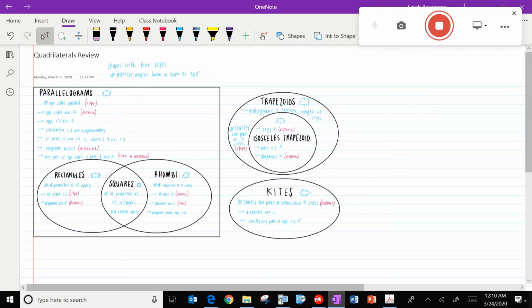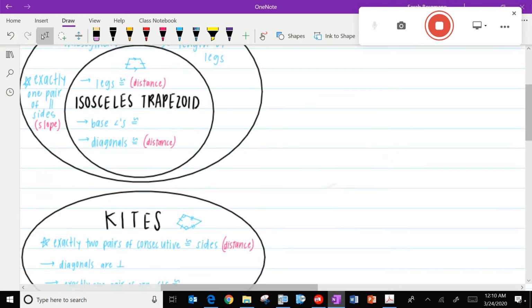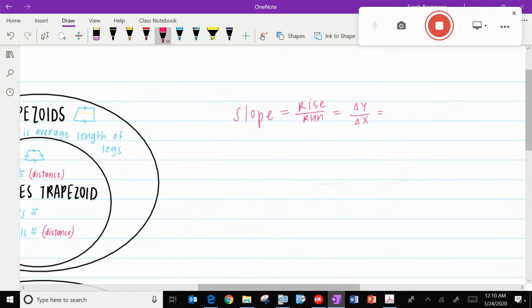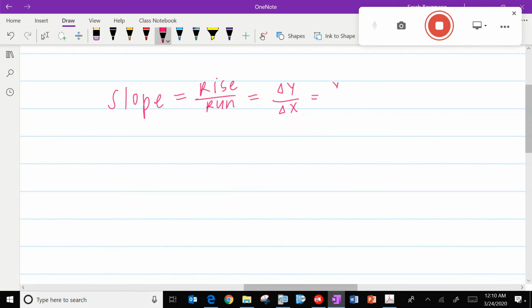Now the last thing that I wanted to do is go through your formulas quickly with you. So slope formula, remember, is equal to the rise over run. So it's the change in y over the change in x. You could use y2 minus y1 over x2 minus x1, or you can use y1 minus y2 over x1 minus x2.